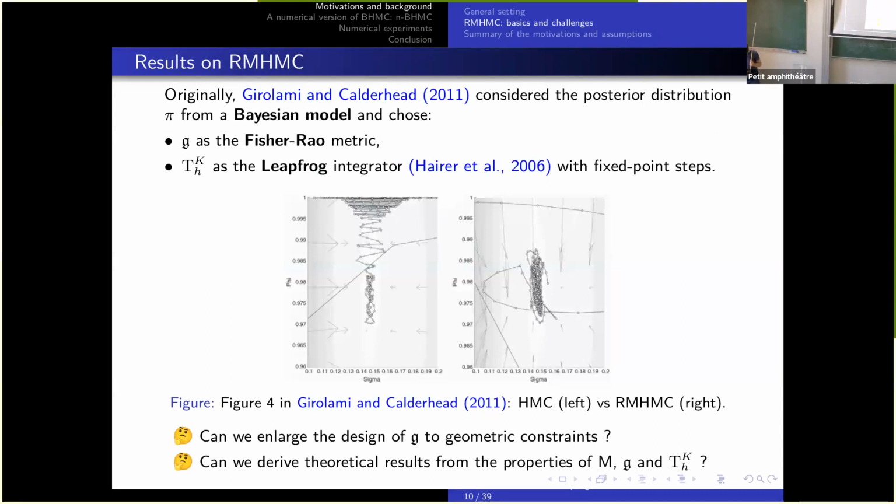And here are some results. It seems to behave much better. But now we want to try to extend this algorithm and this idea to the case where you really have geometric constraints. In their paper, they mainly handle R^d.